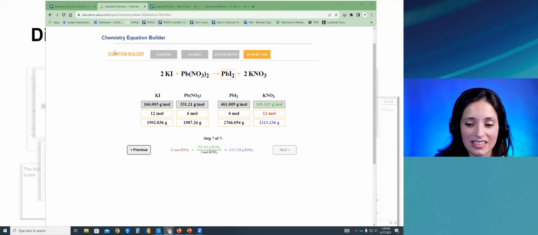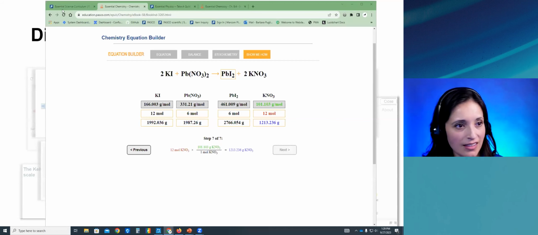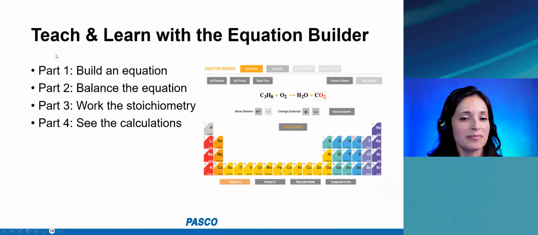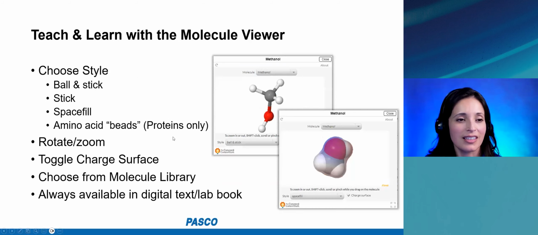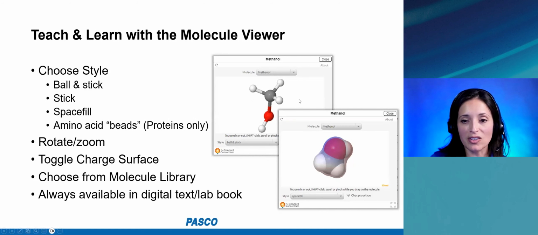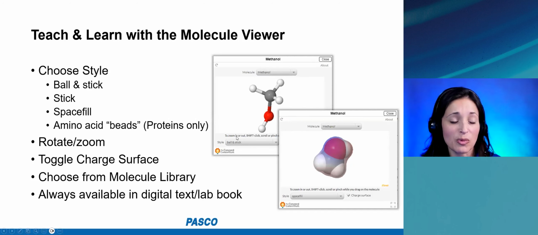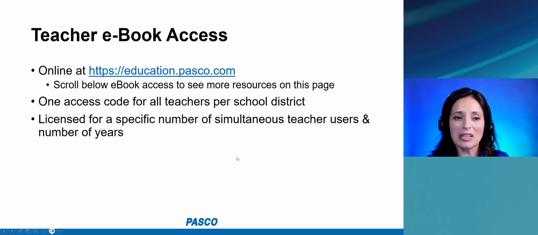Thanks. Okay, let's go over this slide here. So we just walked through the equation builder, four steps: build the equation, balance it, use the stoichiometry tools, see how the calculations work. We looked at the molecule viewer. You saw that you can choose multiple styles. You can turn on the shading for charge distribution. You can zoom, scale, rotate, and choose a different molecule. Now we're ready to look at the teacher ebook.